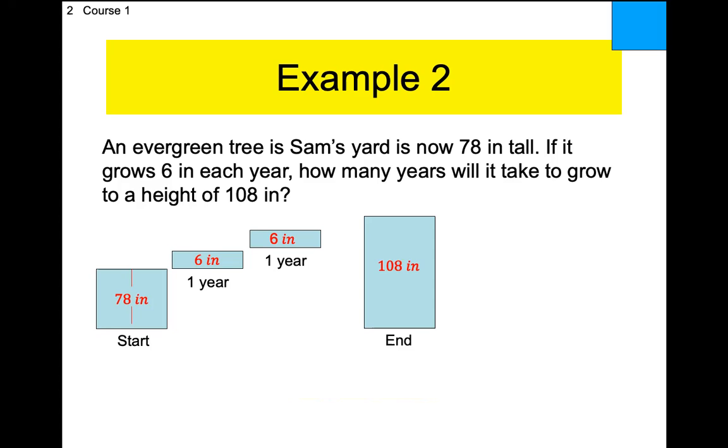But wait a minute, it was 78 inches at the start, so this number never changed. This is the equation right here: 6x plus 78 equals 108. It starts off with the fact that 78 doesn't ever change. What does change is how many of these little tiny boxes I need. I need x number of boxes, but each box represents 6 inches of growth. All together at the end, we're supposed to have 108 inches. So here is the equation that you need to solve.